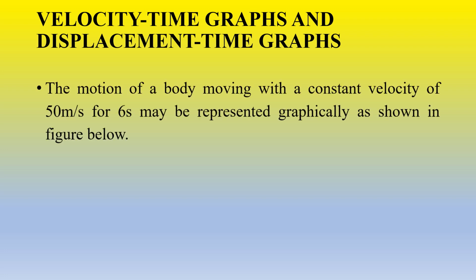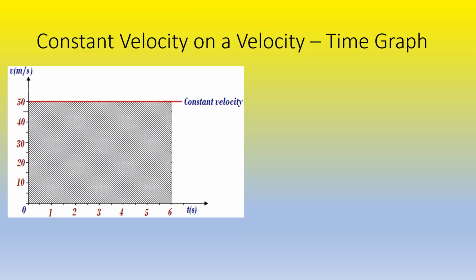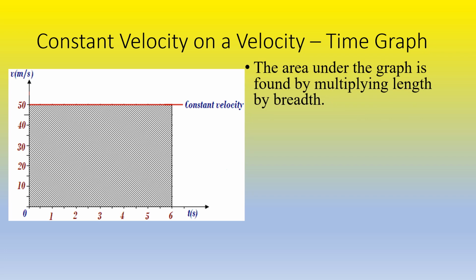The motion of a body moving with a constant velocity of 50 meters per second for 6 seconds may be represented graphically as shown in the figure below. Constant velocity on a velocity time graph. The area under the graph is found by multiplying length by breadth.